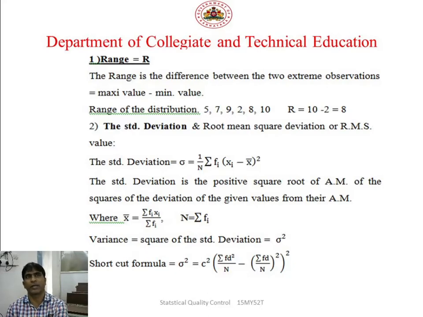I have an example here: 5, 7, 9, 2, 8, 10. The range is the difference between the maximum value and the minimum value. Here in this distribution, the maximum value is 10 and the minimum value is 2. Therefore, the difference 10 minus 2 is 8. Therefore, the range of the distribution is 8. It is as simple as that.